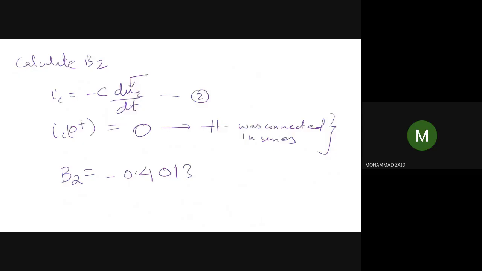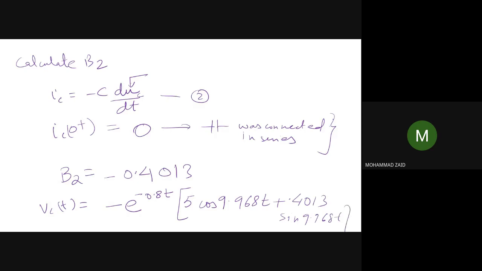So Vc(t) can be written as e to the power minus 0.8t, times 5 cos of 9.968t plus 0.4013 sin of 9.968t, volts. This expression is for t greater than 0.